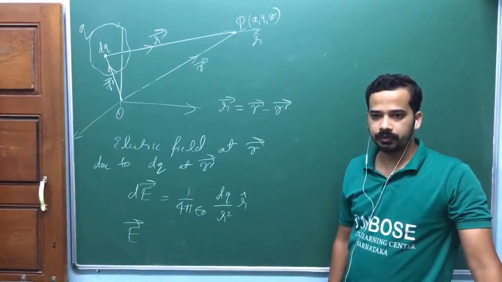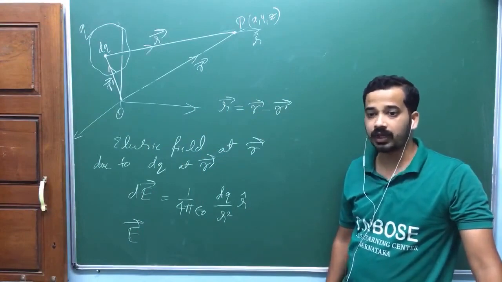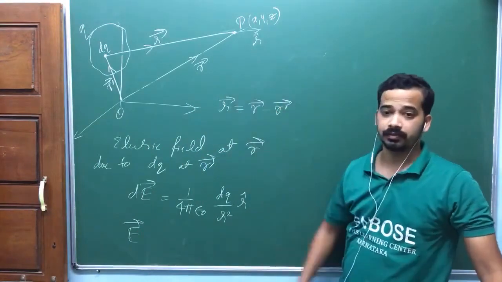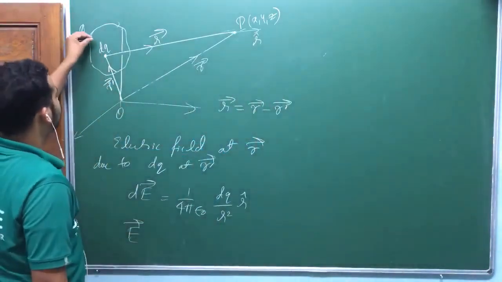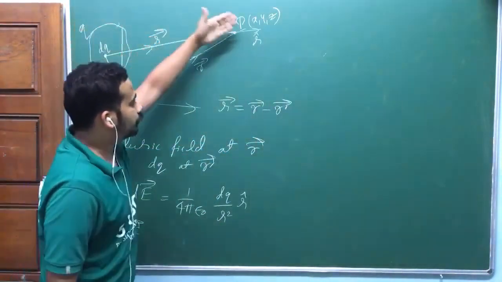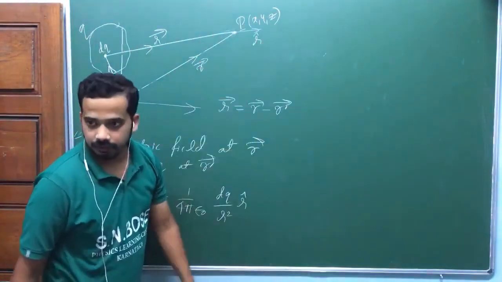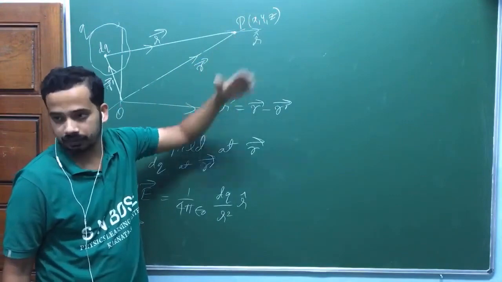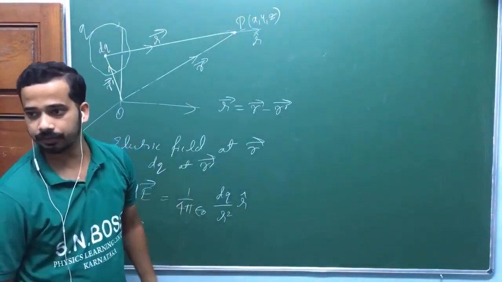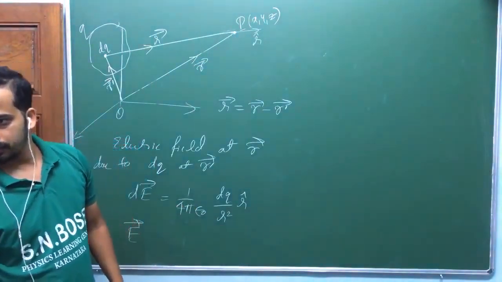What do you mean by superposition of charges? We don't have superposition of charges, superposition of fields actually. You have one dq, you have another dq, and another dq. Each of those dqs is forming an electric field, isn't it? So they are creating electric field at this point. You have to vectorially add that. That is the superposition principle, isn't it?